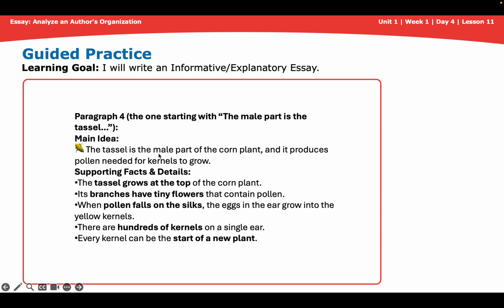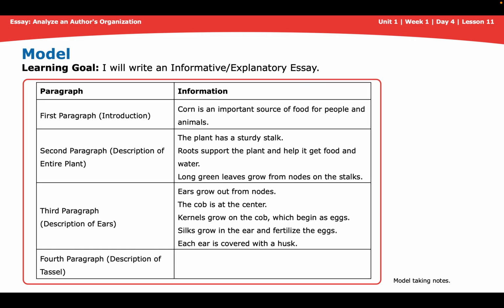The main idea is that the tassel is the male part of the corn plant. That's what it's mainly talking about. And it produces pollen needed for kernels to grow. The supporting facts and details that helped me come up with the main idea are that it grows at the top of the corn plant. Its branches have tiny flowers that contain pollen. When pollen falls on the silks, the eggs in the ear grow into yellow kernels. There are hundreds of kernels on a single ear, and every kernel can be the start of a new plant. So that's how I organized all my information in each paragraph.